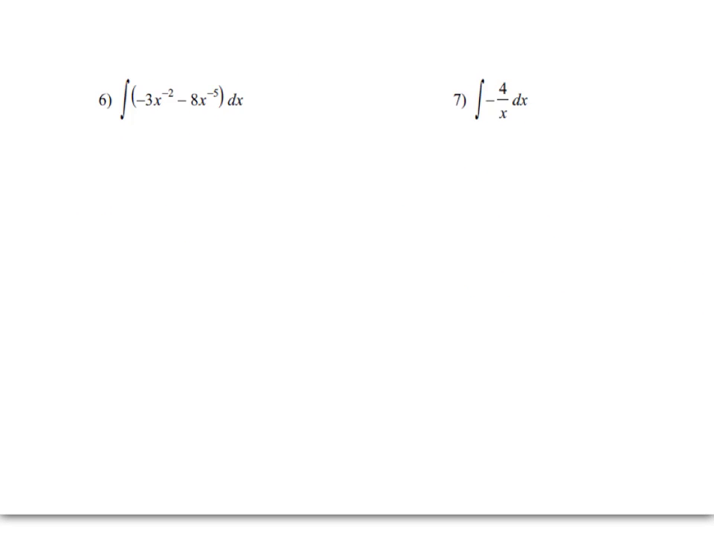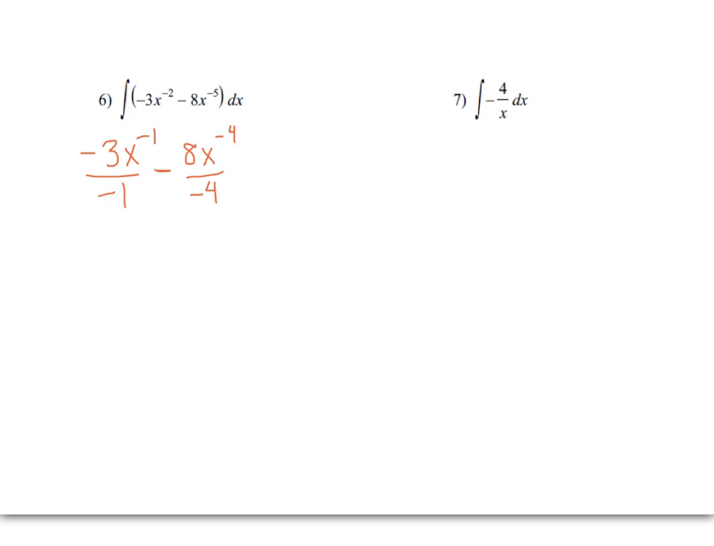Number 6 is another power rule. Even though it's negative exponents, we can still add 1 to them. And so if I add 1 to negative 2, I get negative 1, and then I divide by negative 1. It's really important that you divide not just by the 1, but by the negative, because we have to divide by what our exponent becomes. On this next one, we've got negative 8. When I add a power, it'll be negative 4. And then we're going to divide by negative 4.